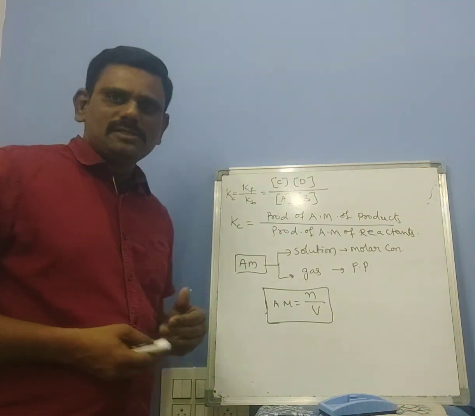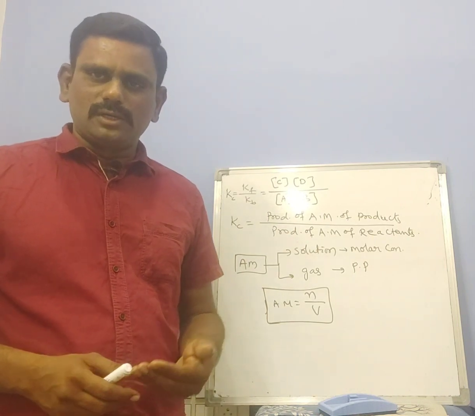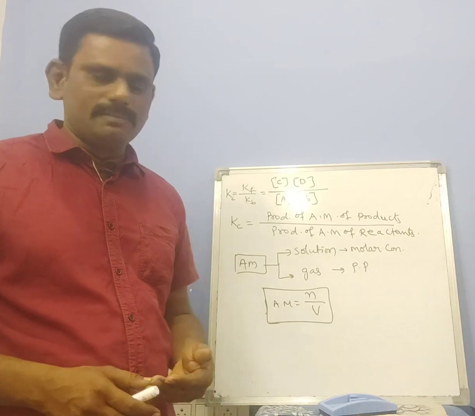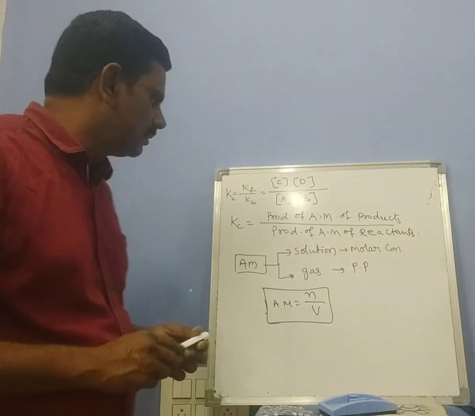So what is Kc? What is the equilibrium constant? The equilibrium constant is the ratio of the product of active masses of products to the product of active masses of reactants.